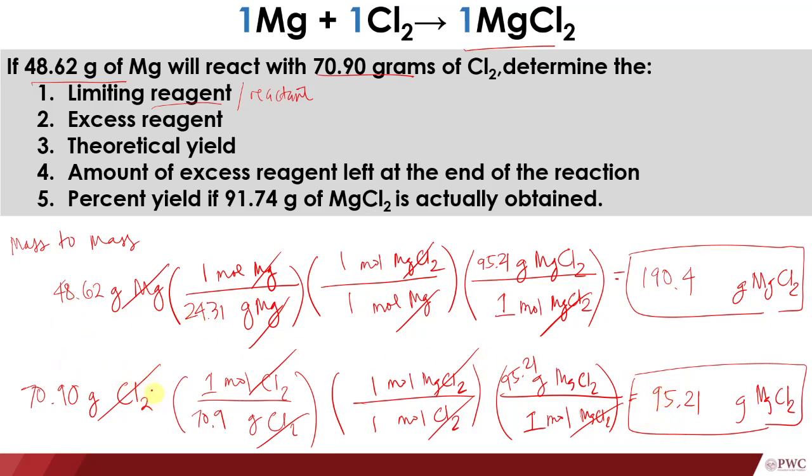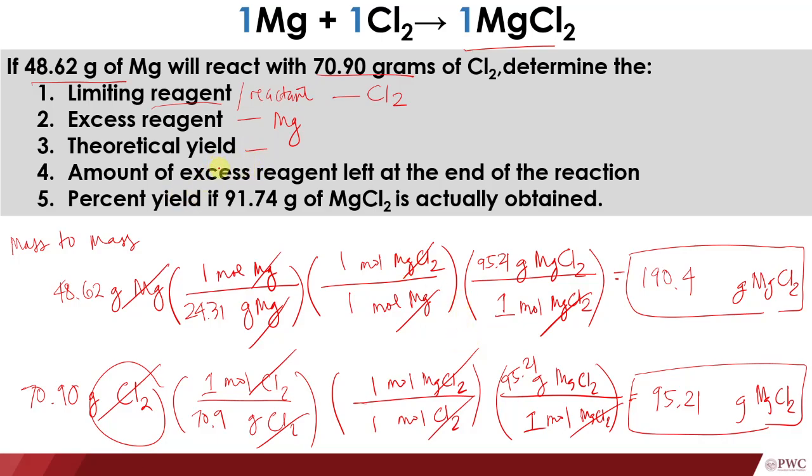So for this one, again, this can produce a lesser amount of product. This can only produce 95.21. Therefore, Cl2 will be the limiting reagent or the limiting reactant. And then the Mg in this case will be the excess reactant, meaning we will have an excess of Mg in this reaction. So again, the limiting reactant is the Cl2 while the excess is the magnesium.